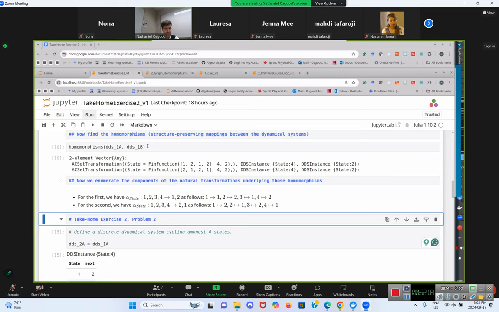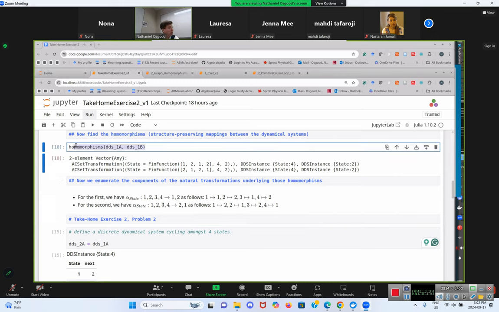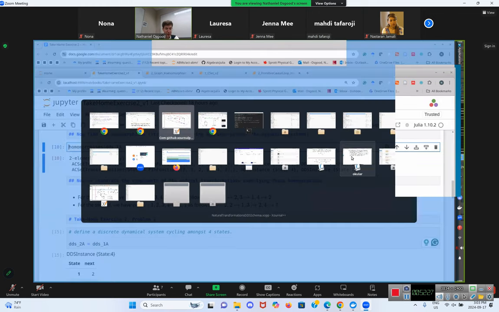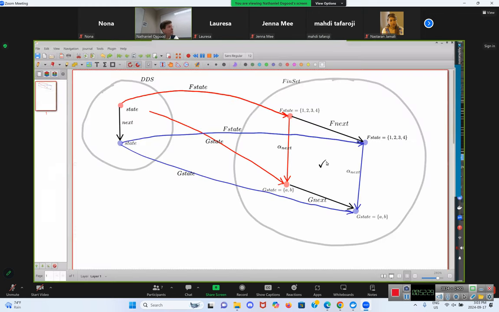And I can just ask, find me your homomorphisms. And it will tell me what the structure-preserving mappings are. Are we okay with that? The ones from this to this that guarantee this naturality square.